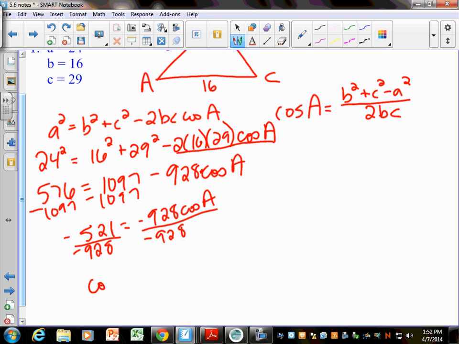So I get cosine of A equals, I'm going to get rid of those negatives, 521 over 928. Then what do we do? Yeah, I'm going to use inverse cosine, and I'm going to get that A equals 55.8 degrees. Are you going to give us a certain place to round? Probably just the nearest tenth. But I always say, at the end, round to the nearest tenth, not all the way through if you had a decimal.